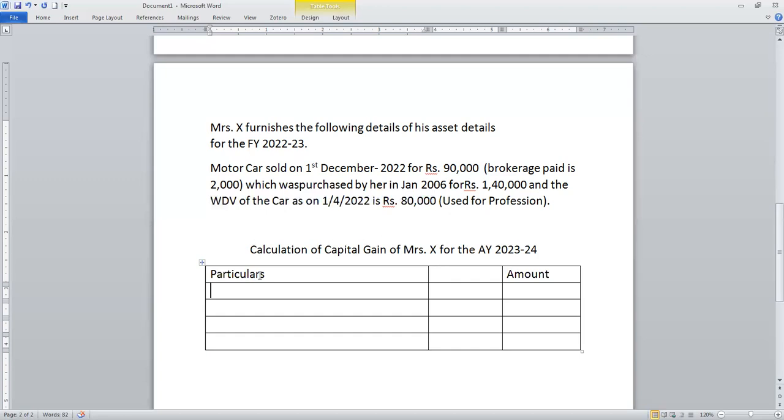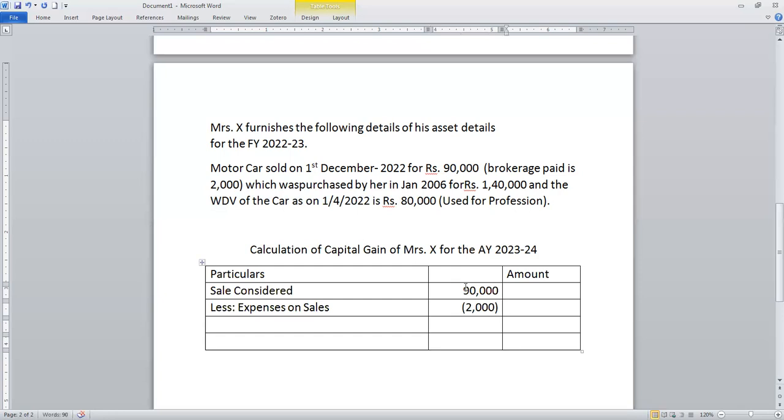So what is the first item? First item we write is sale consideration, received or receivable, whatever it is. The expenses I am writing in the inner column only. What is the sale consideration? On December 22, she has sold the car for rupees 90,000. Next I am going to write less expenses on sales, or we can write the brokerage also. How much is the brokerage? 2,000 rupees, which you are going to deduct.